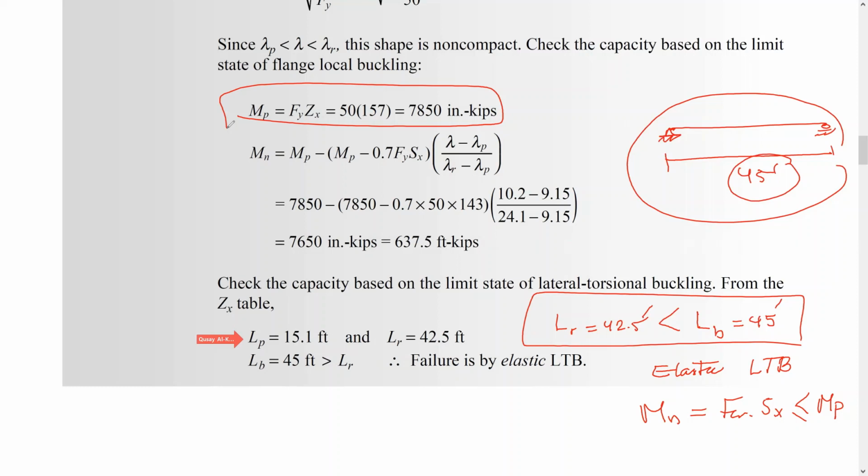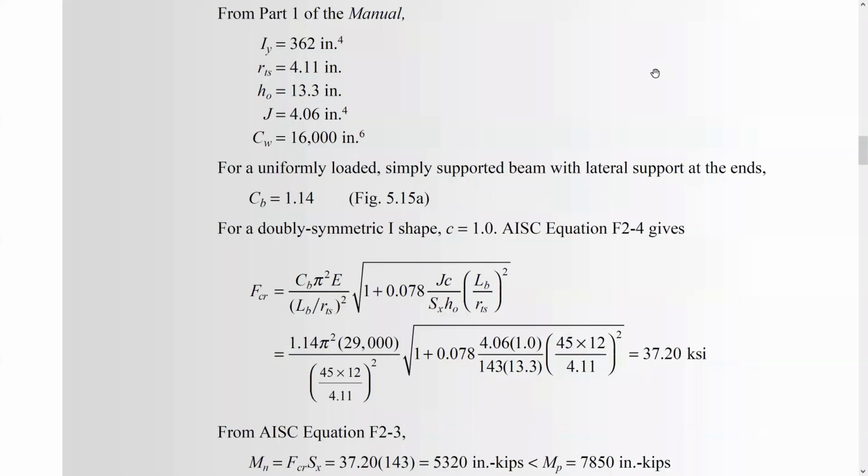So right now we need to calculate Fcr, because this one we can get easily from Table 1.1, which is 143 for this cross section. Okay, so let's move down and see how we can calculate Fcr using its formula. Okay, guys.